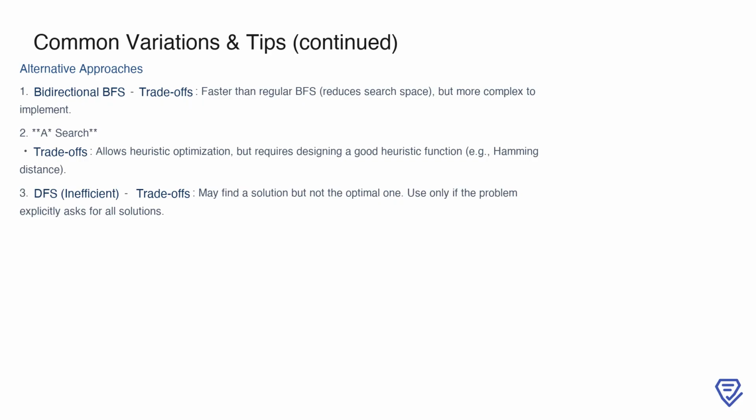Lastly, there's DFS, which is generally inefficient for this problem. It may find a solution, but it doesn't guarantee the shortest path. DFS should only be used if the problem explicitly requires generating all possible solutions rather than the optimal one. These alternatives are worth exploring, but BFS remains the most straightforward and reliable choice for this particular problem.